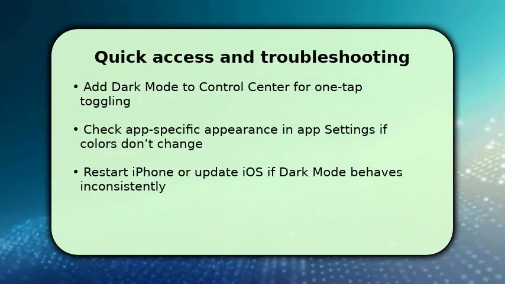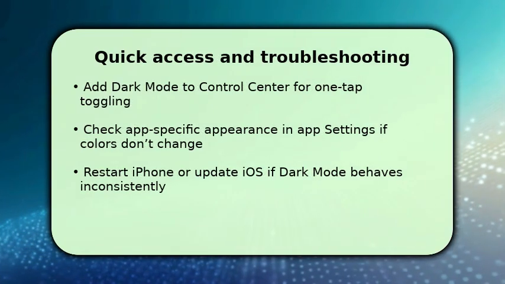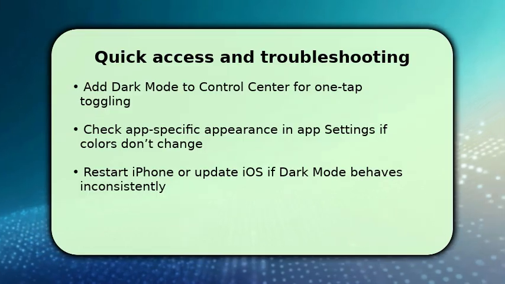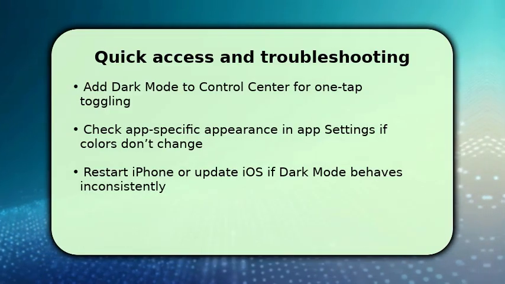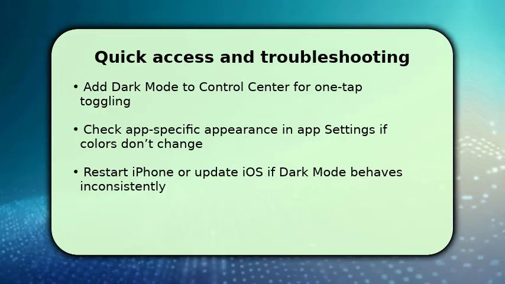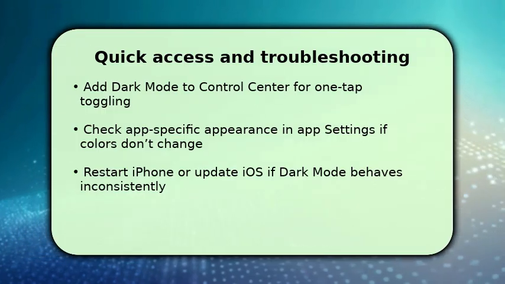Go to Settings, Control Center, and add appearance. This gives you one-tap toggling while you test. If some apps don't switch, open those app settings and set appearance to follow system or dark manually.